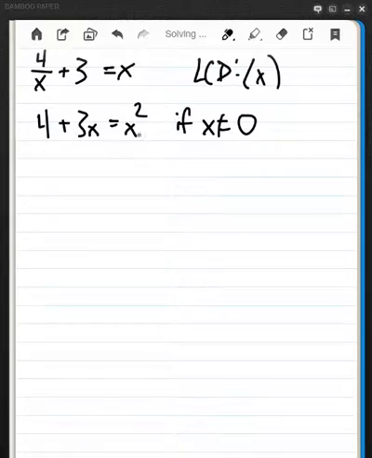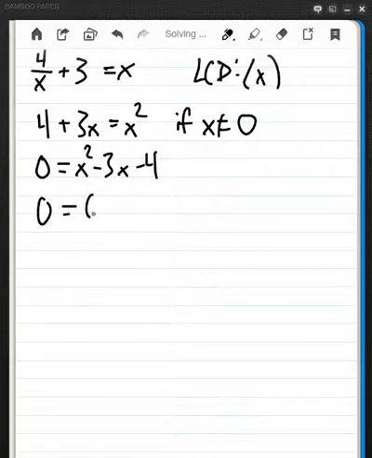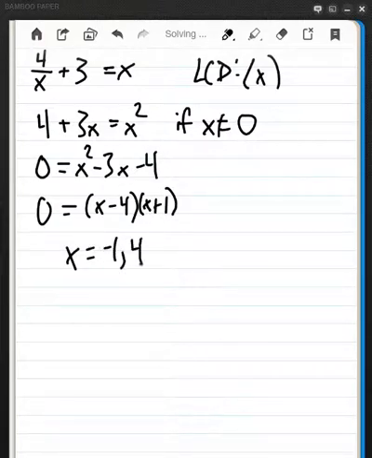Okay, I'm going to subtract everything from the left and move it over to the right. So we're going to have 0 equals x squared minus 3x minus 4. And when we factor that, we'll end up getting that x minus 4 times x plus 1 is equal to 0. So our x values are -1 and +4.